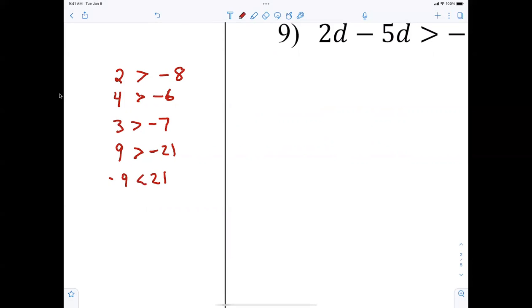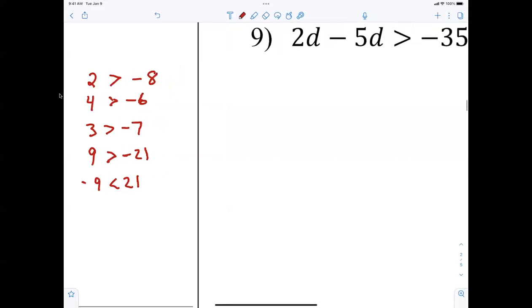All right, so this greater than should have been changed to a what? Less than. So the one rule that is different for inequalities is when you multiply or divide by a negative, you must also change the inequality sign. You must also change the inequality sign. Does anybody have any questions with that?